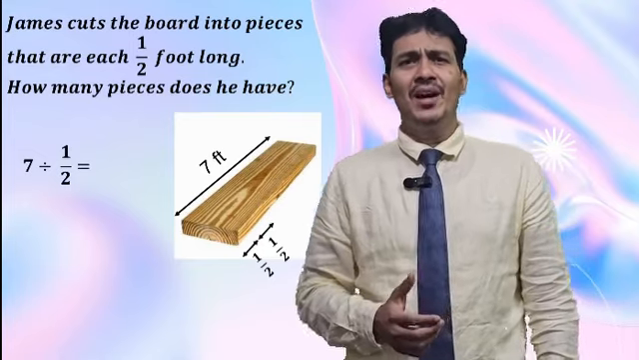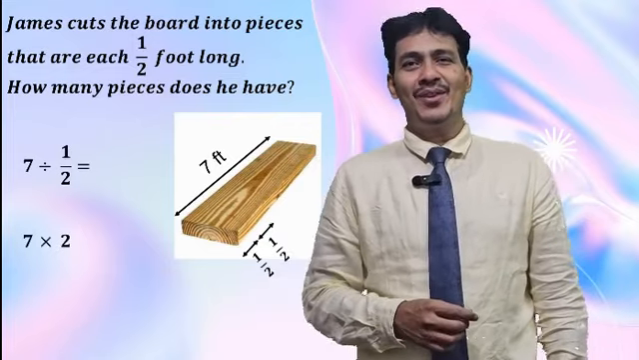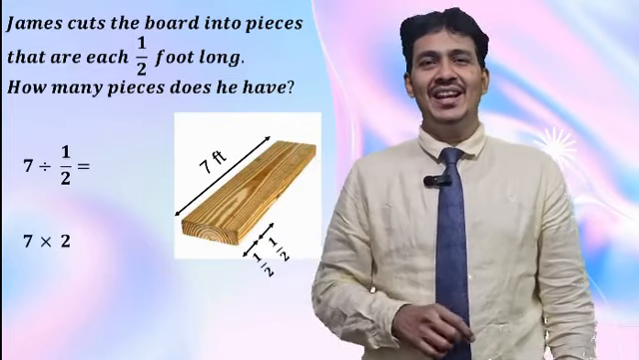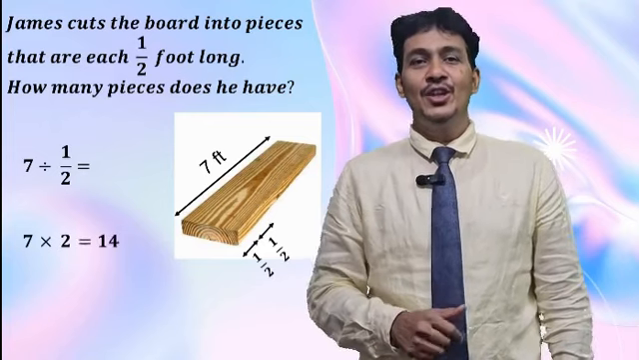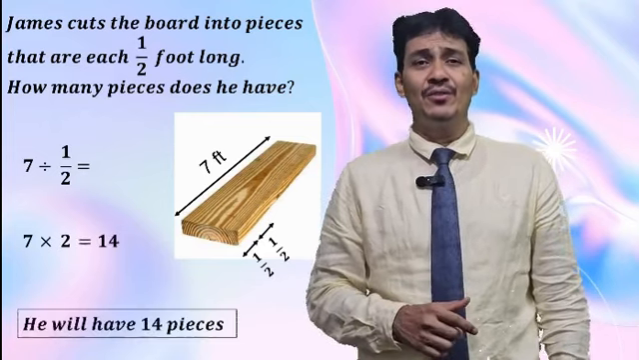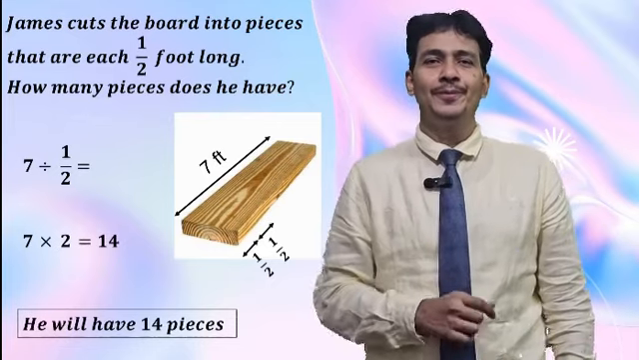What will be 7 divided by 1/2? Keep, change, flip. Keep the first number as it is, change the sign, and flip the second number, and you get 14. So James will get 14 pieces. Each piece will be 1/2 foot long. I hope it's clear.